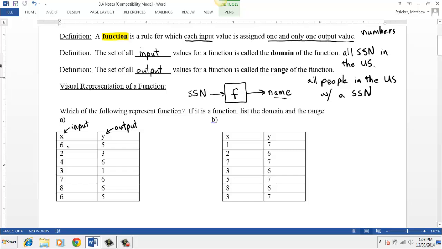So if 6 is the input, the output is 5. If 2 is the input, the output is 3. If 4 is the input, the output is 6. And we keep going. 3 gives 1, 7 gives 6, 8 gives 6, 6 gives 5. Even though we see the same input twice, both times we have 6 as an input, the output is still 5. So this is yes, this is a function.